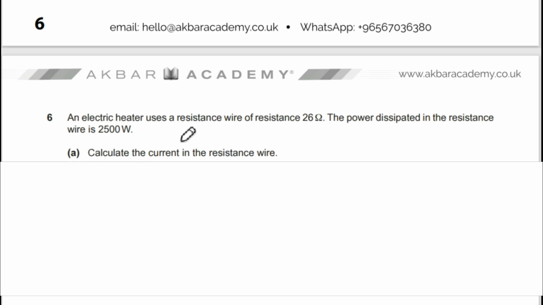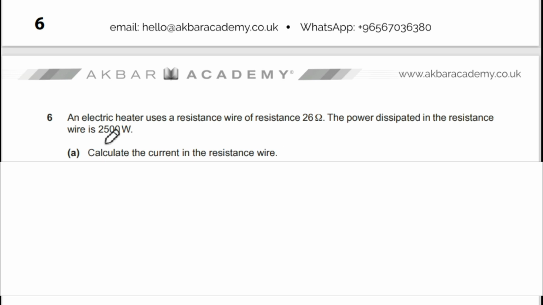Electric heater. This question will help us apply Ohm's law, resistance formulas and energy cost calculations. Let's break this down step by step. Part A. Calculating the current in the resistance wire.